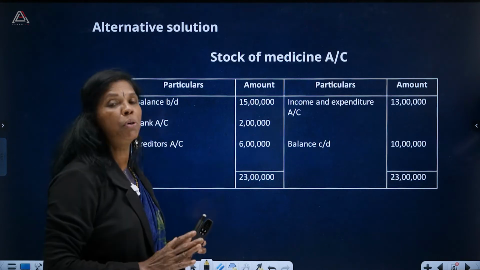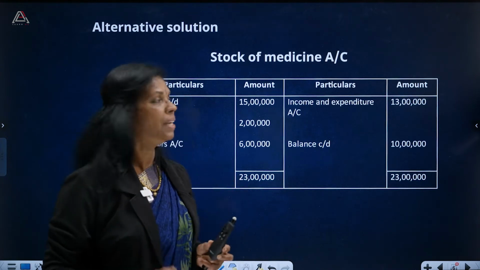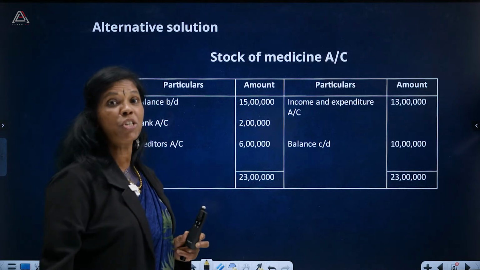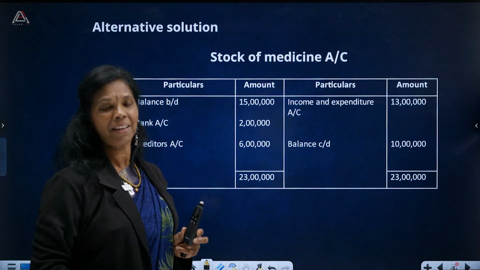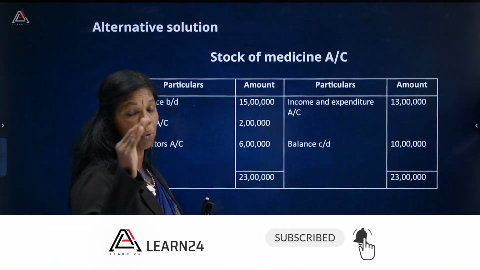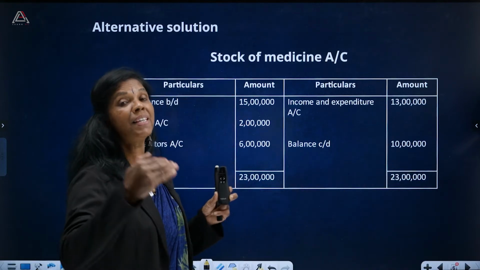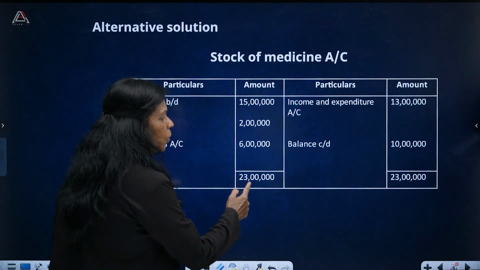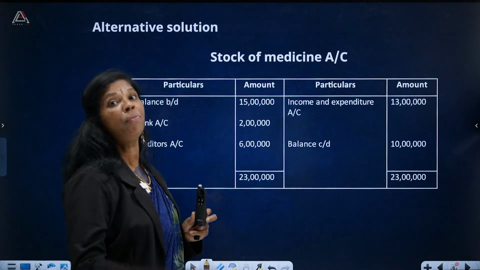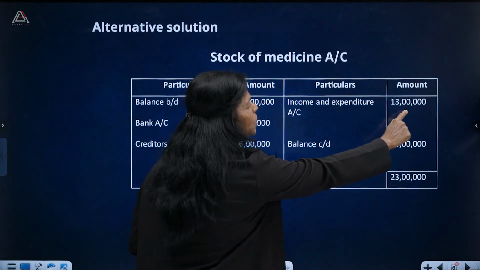Then what we have to do? After that, we have to take the total of both sides separately. Take the total of this side: 15 lakh plus 2 lakh plus 6 lakh. How much is the total? 23 lakh. Then on this side we have only the closing stock balance, that is 10 lakh only. Then what is the next step? This is the larger total. From this larger total, we have to find the difference of that side. So, 23 lakh minus 10 lakh, how much is the balance?